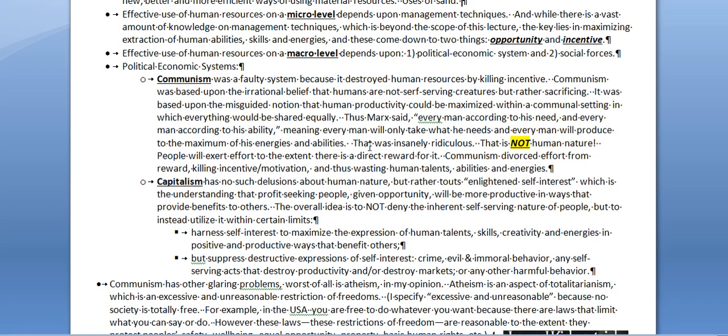Now, that was insanely ridiculous. That was ridiculously stupid. That is not human nature. People will exert effort to the extent there is direct reward for it. Otherwise, they're going to say, screw this. Why should I bother? Communism divorced effort from reward, killing incentive and motivation, and thus wasting human talents, abilities, and energies.